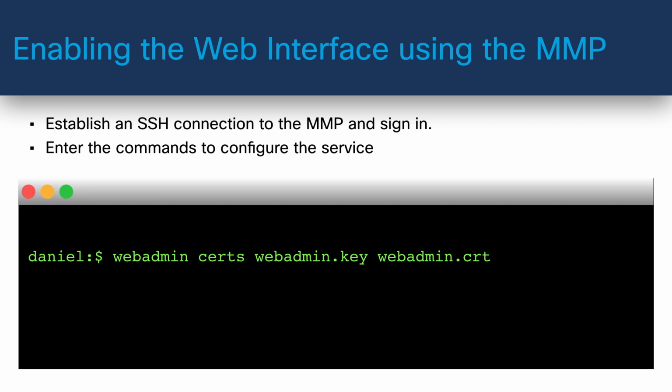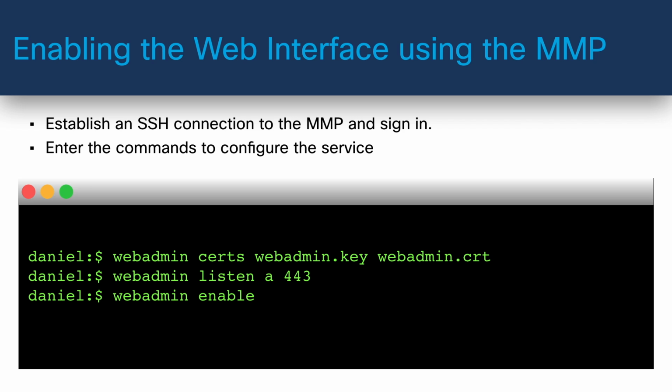So I'm going to type in webadmin certs because I have to associate certificates with the service. So it's the service name and then certs. And then I want to name my key, and then I want to name my certificate. Okay, and then next you have to identify the interface and listening port that you're using for this service. So in this case, it's webadmin listen a 443. Then if this is the first time that you've enabled this service, then you type in the name of the service, again webadmin, and then enable.